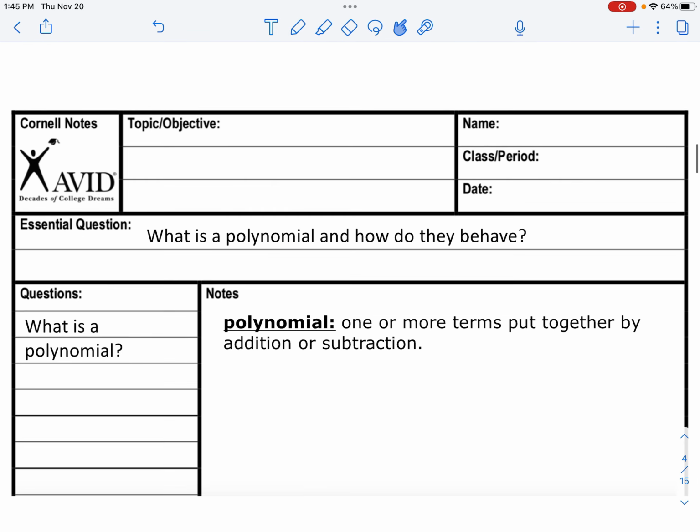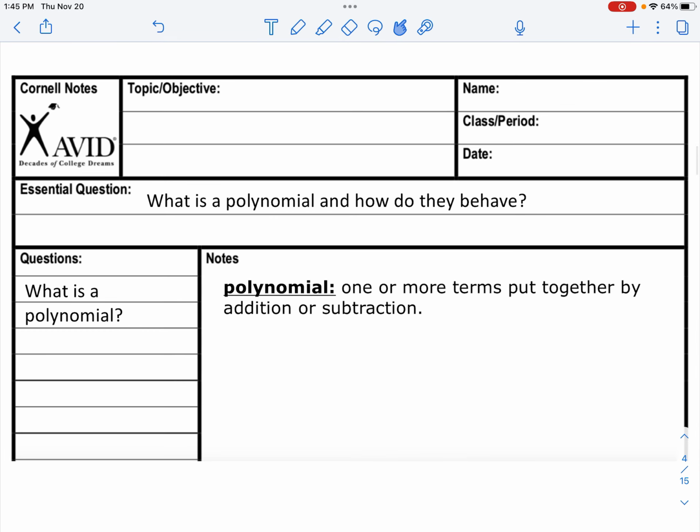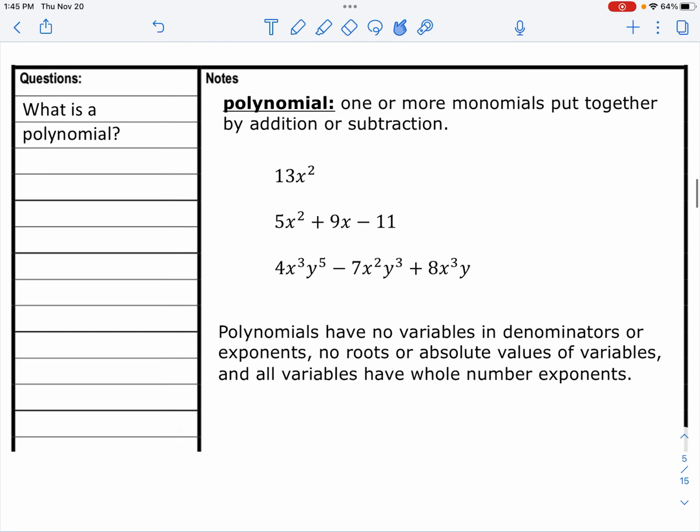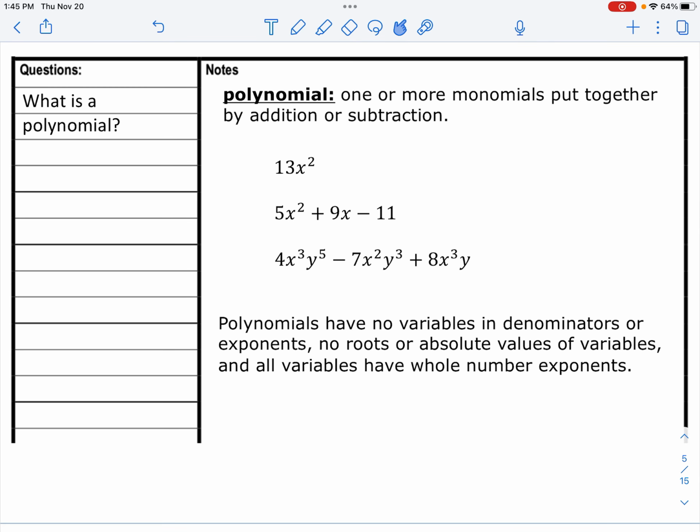Okay, so today we're going to talk about polynomials. What is a polynomial? It's one or more terms put together by addition or subtraction. So here on this next slide, I have a couple of examples of that. Even something like 13x squared is a polynomial. It just has one term. But if it has more than one term, like this is a quadratic function, it has 3 terms that are put together by addition and subtraction. So that's called a polynomial.